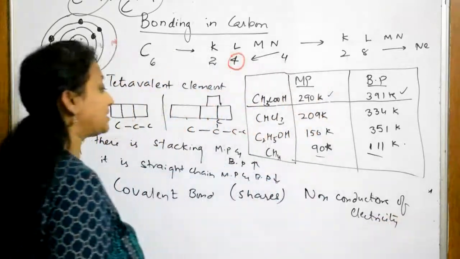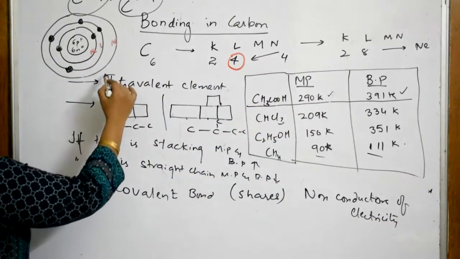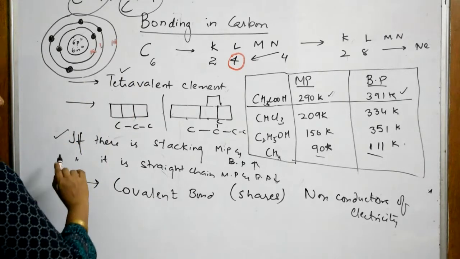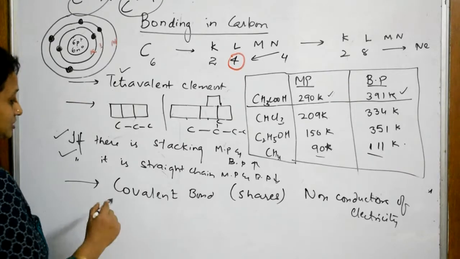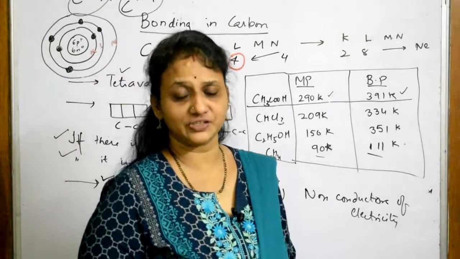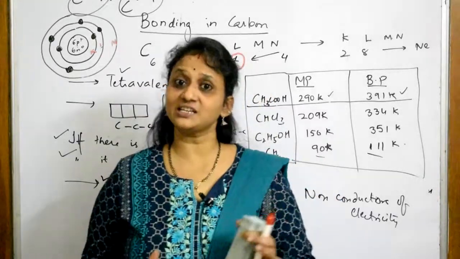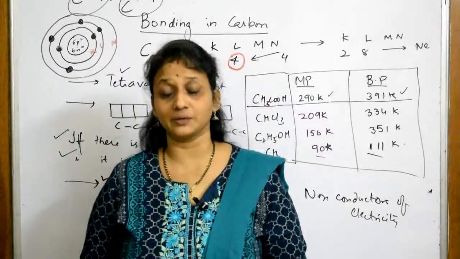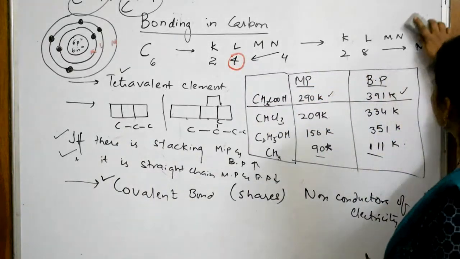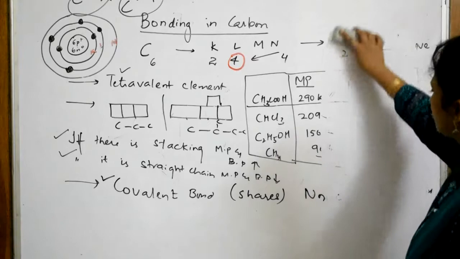So one more property. First thing, carbon is tetravalent. Second thing, stacking is there. Third thing, straight chain. Fourth thing, covalent bond, that's why they are non-conductors of electricity. So many things I have learned now in bonding in carbon. Now the most important part of this: let us erase everything and understand the concept.